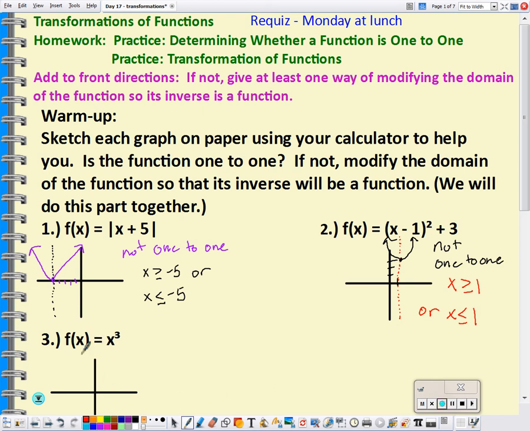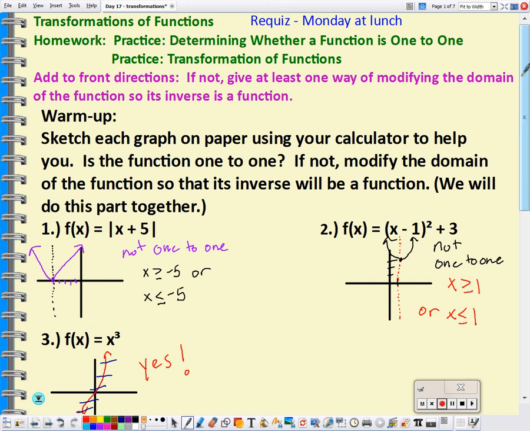So for our last function here, f of x equals x cubed, we have a cubic function. If you graph it on your calculator, it looks kind of like this. And yes, it is one-to-one. And we can tell that because every y value only appears once. There you go.